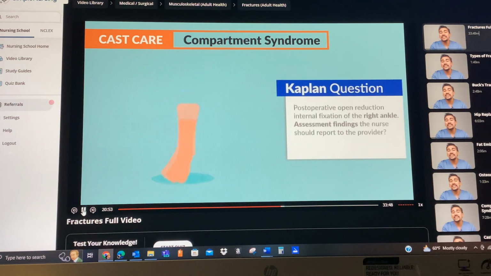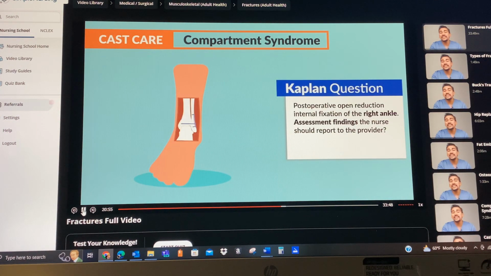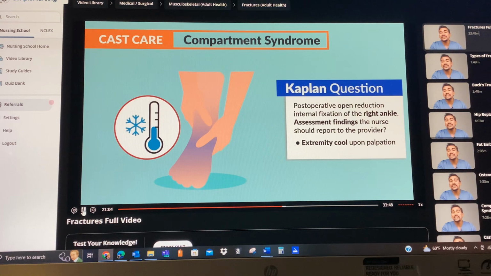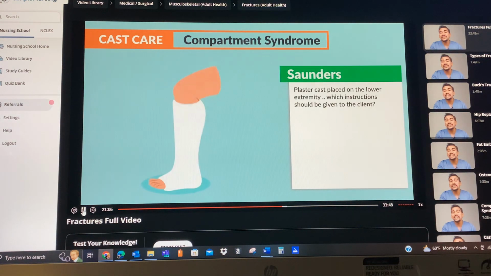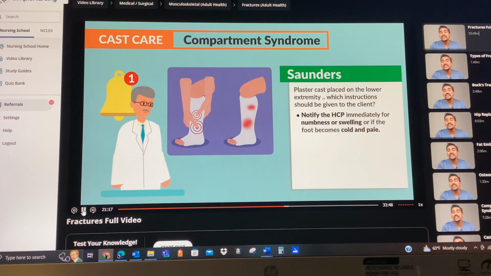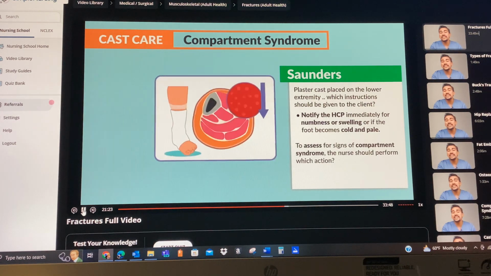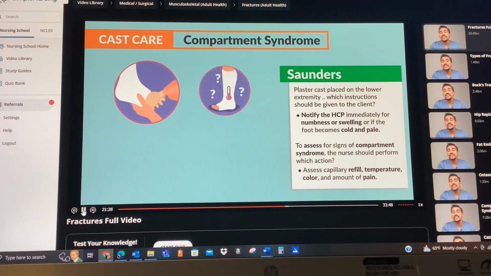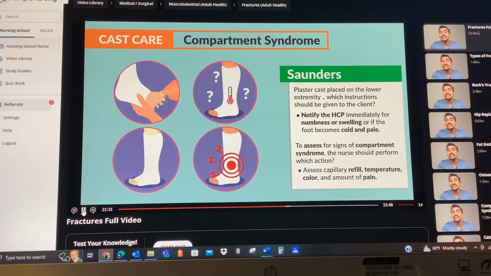So Kaplan mentions postoperative open reduction internal fixation of the right ankle. Assessment findings the nurse should report to the provider. Extremity cool upon palpation. And Saunders mentions a plaster cast placed on the lower extremity. Which instructions should be given to the client? Notify the HCP immediately for numbness or swelling, or if the foot becomes cool and pale. And the second question, to assess for signs of compartment syndrome, the nurse should perform which action? Assess capillary refill, temperature, color, and the amount of pain.